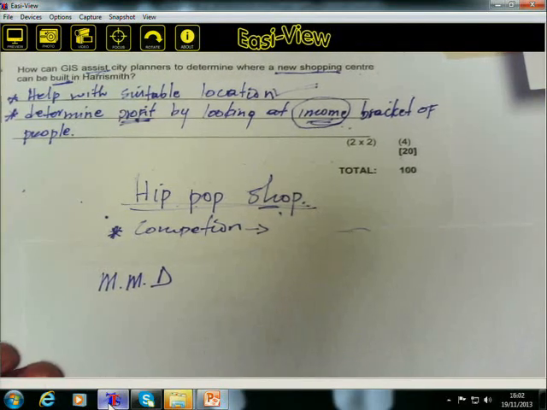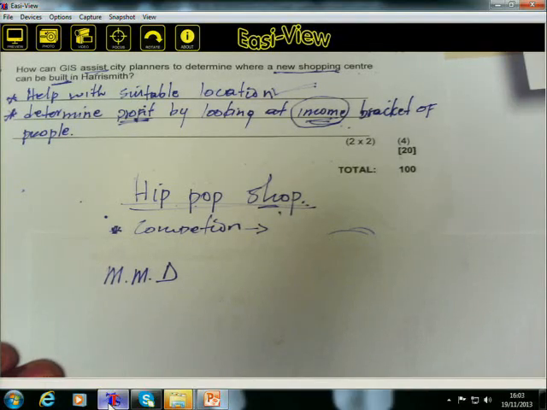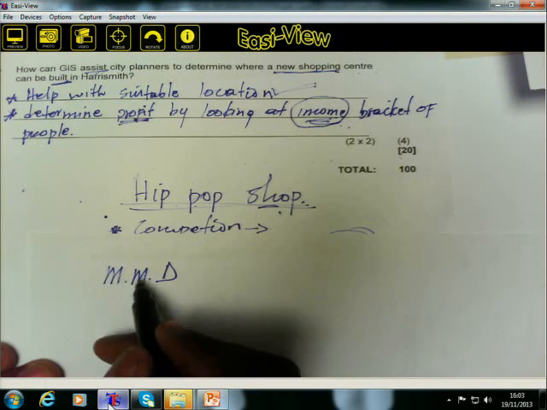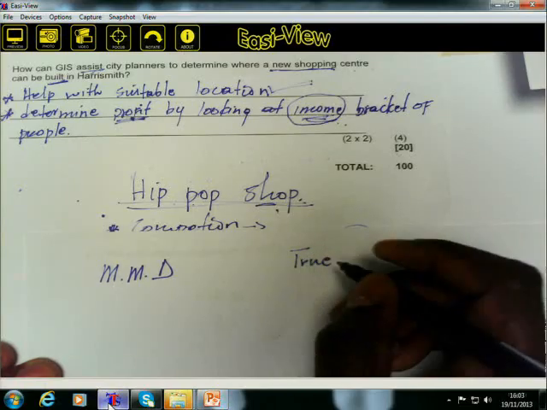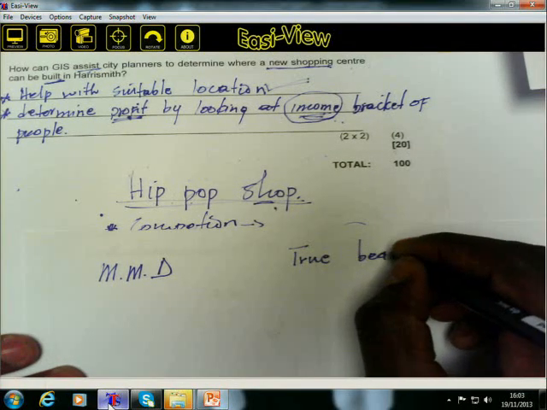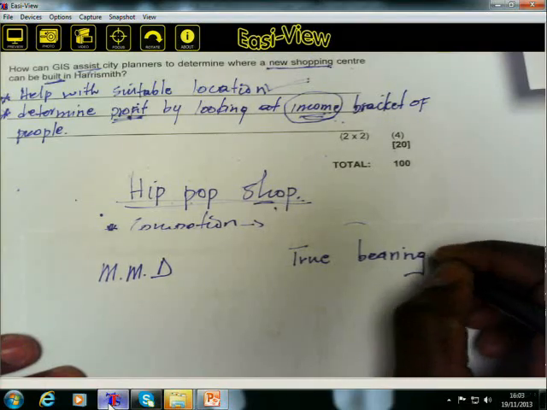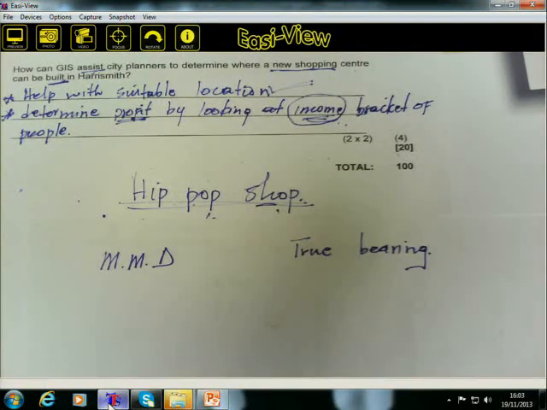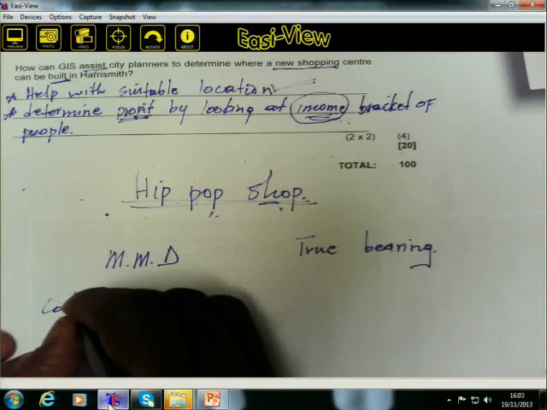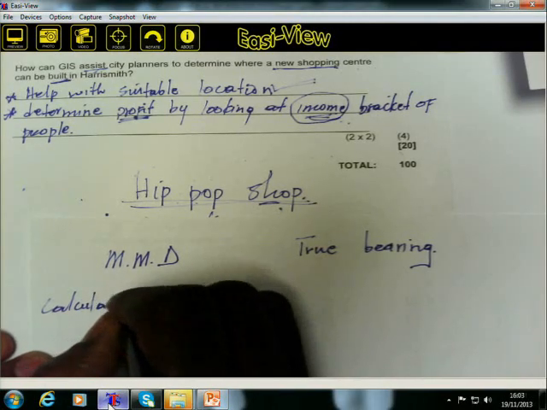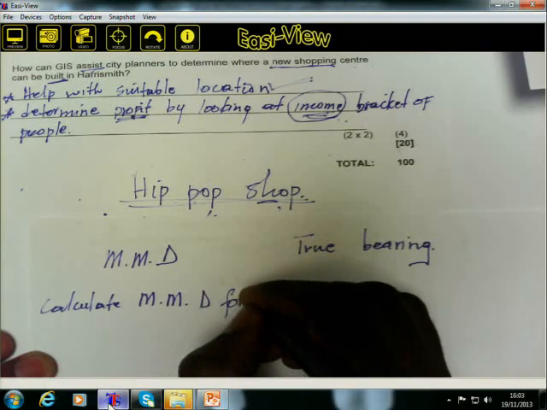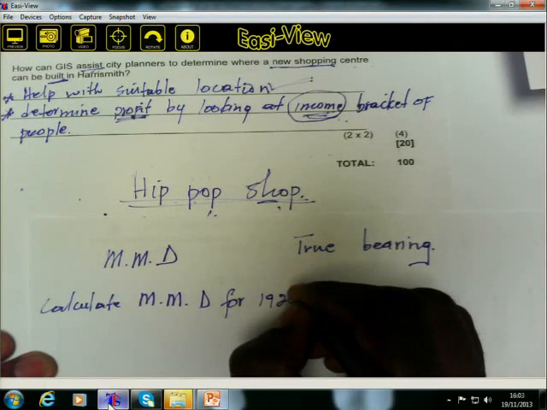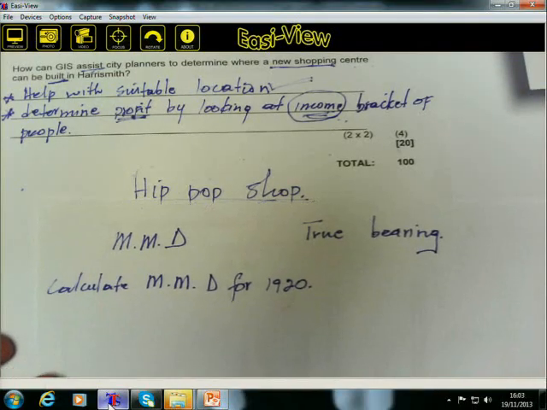What is it that we are talking about? I want to answer the question to say, calculate magnetic bearing. You've got the mean magnetic declination, you've got your true bearing. I want to make an example. Calculate mean magnetic declination for 1920. Giving you an example.